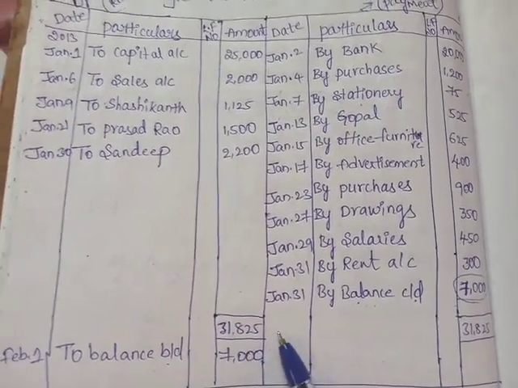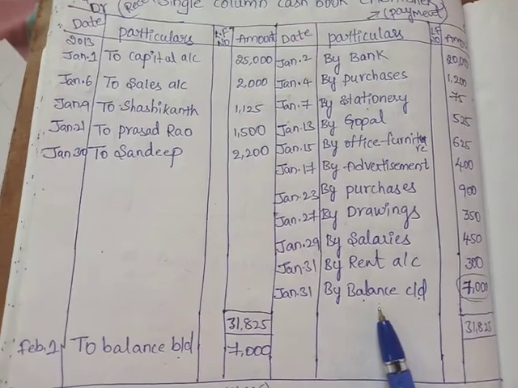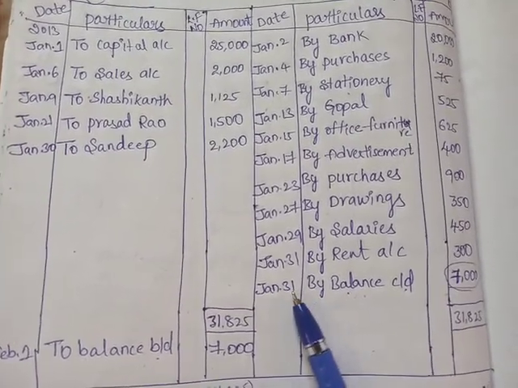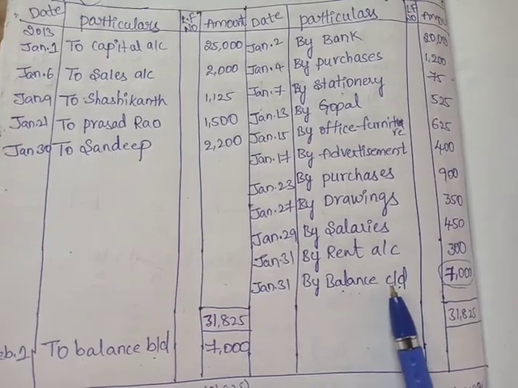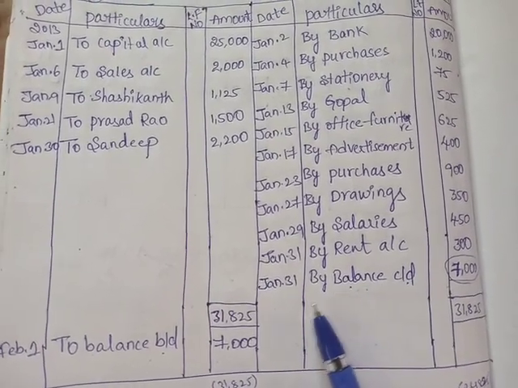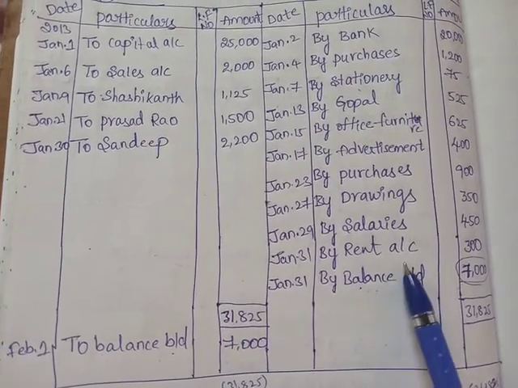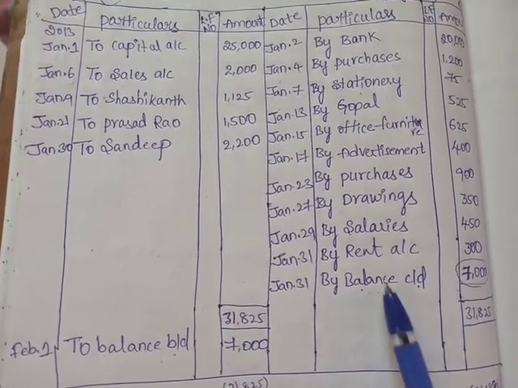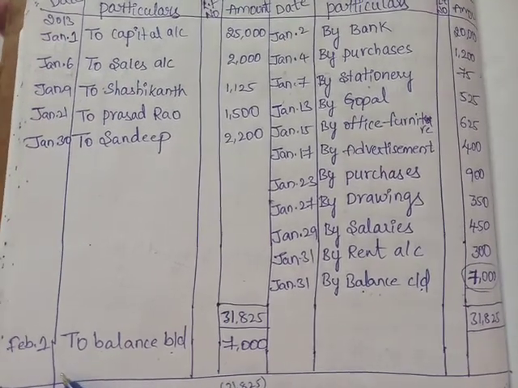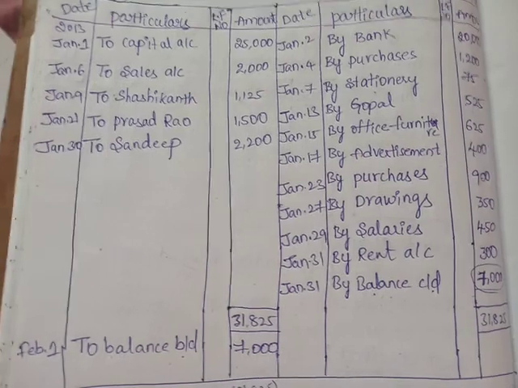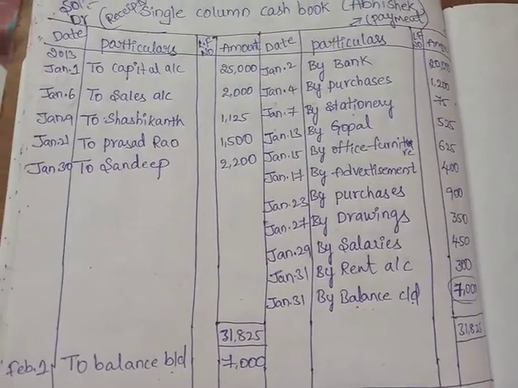After this step, the next step is that this month's closing balance is the next month's opening balance. So at the end we write the balance carried down. The next month is Feb 1st, so on Feb 1st you write on the opposite side, not on the same side. Okay, you write on the opposite side. Feb 1st is "to balance brought down", that is 7,000. Okay, so this is a problem in the single column cash book.